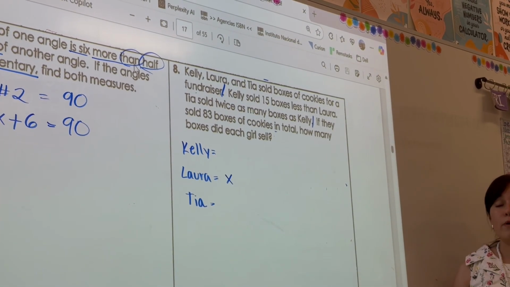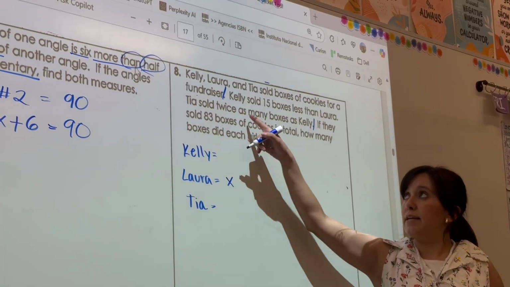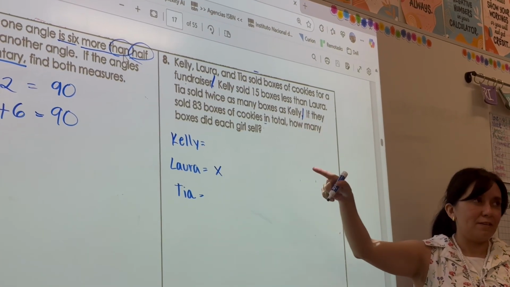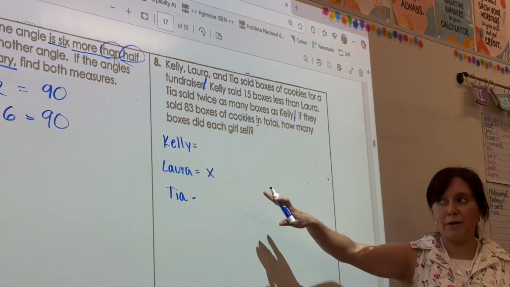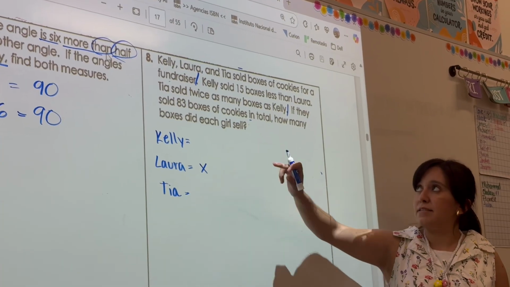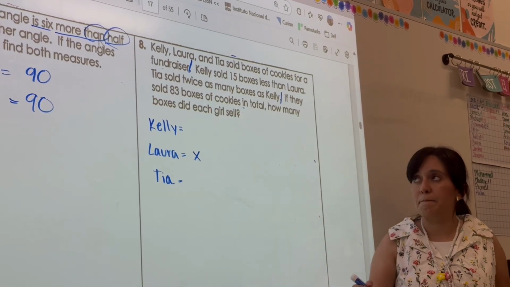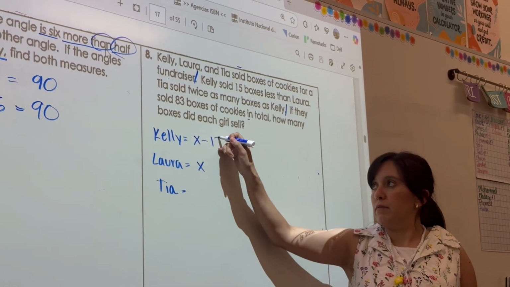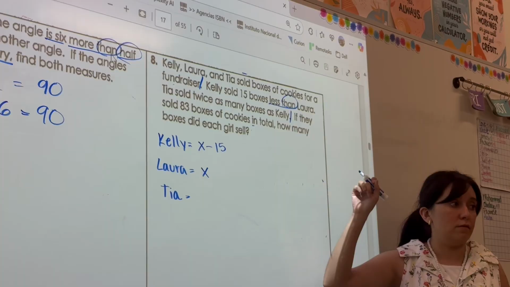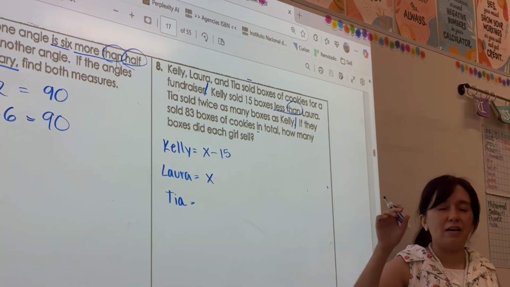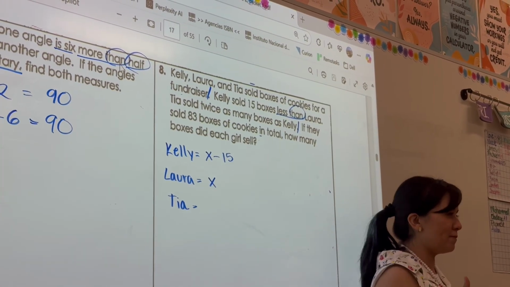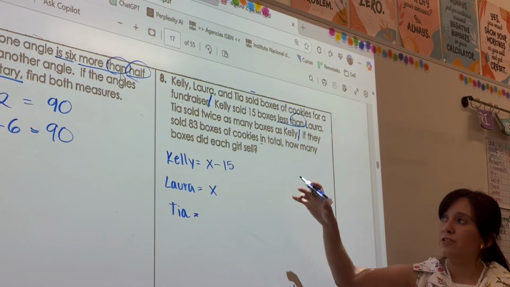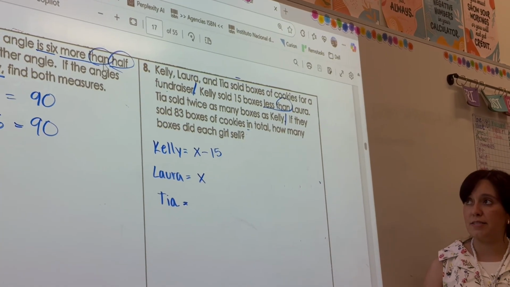Okay, now we are going to start with Kelly. Kelly sold 15 boxes. Oh wait, it's not the least. But I think it's easier with Laura here. Okay, so if Laura is x, how much is going to be Kelly? 15 minus x. Are we sure? x minus 15. Remember, because it says less than, right? Any question? I know that I said it wrong, but it's okay what I am saying, right? Is everybody following?